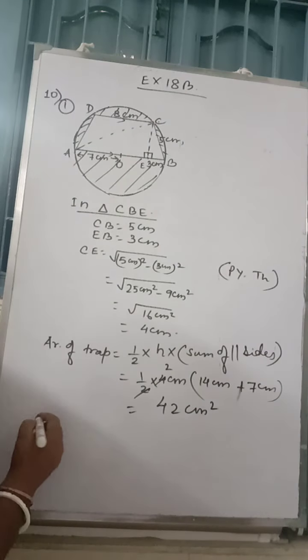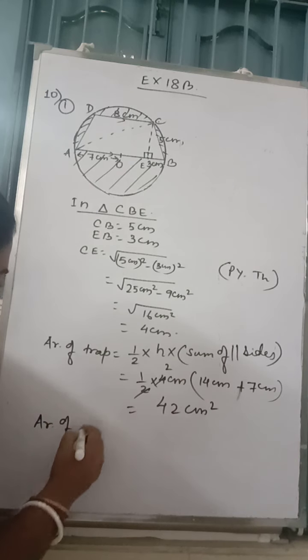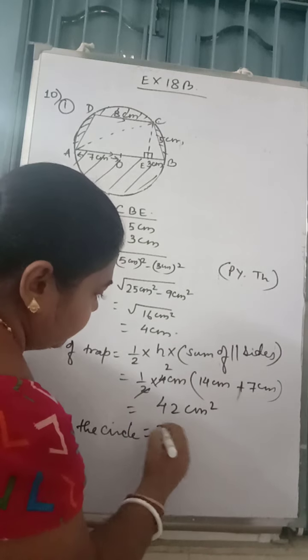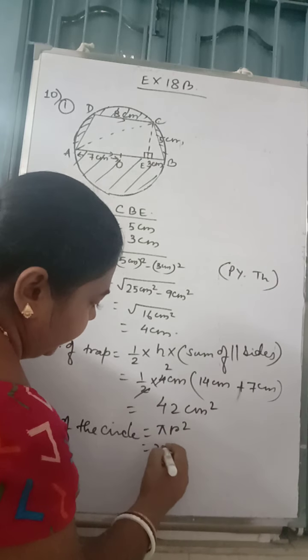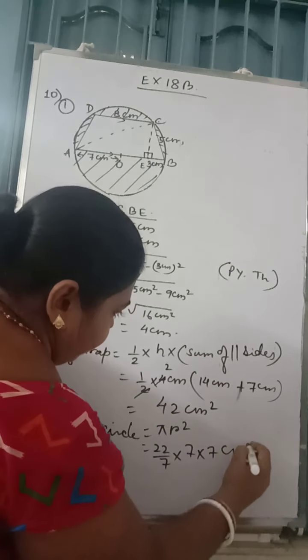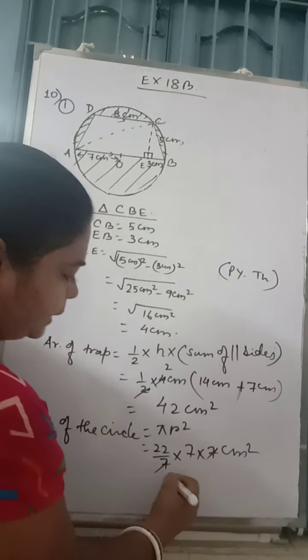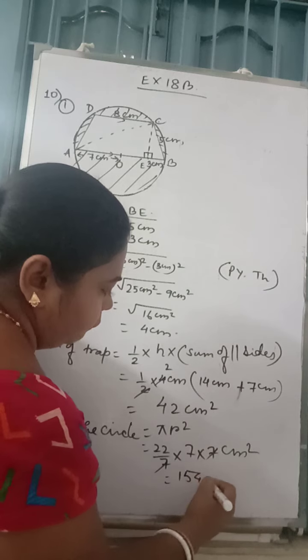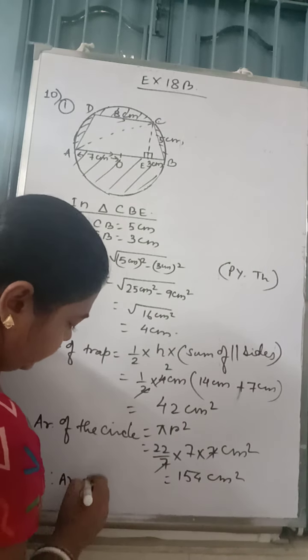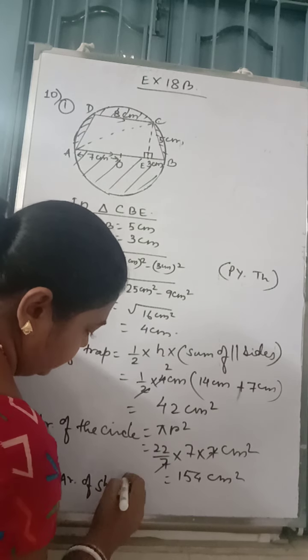What would be the area of the circle? That is pi r square. So 22 by 7 into 7 into 7 centimeter square. 7 is cancelled. So 154 centimeter square.